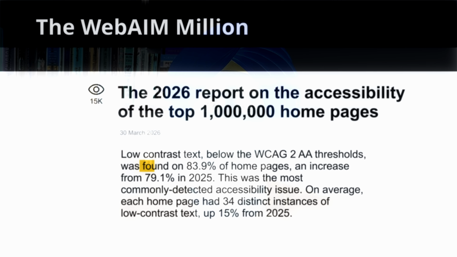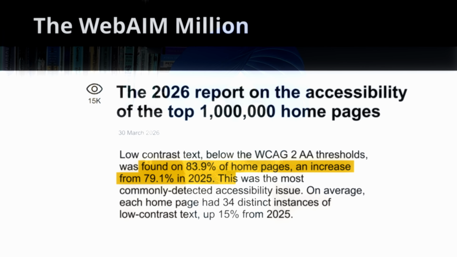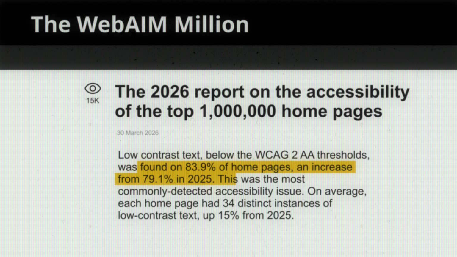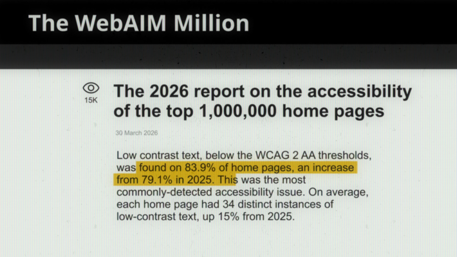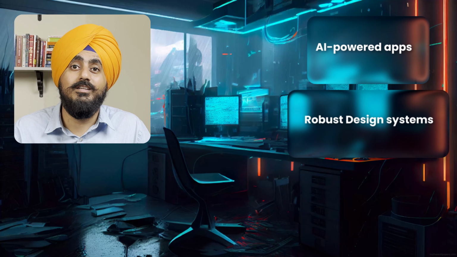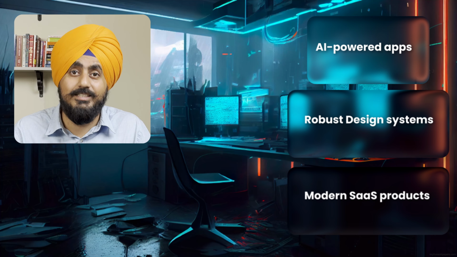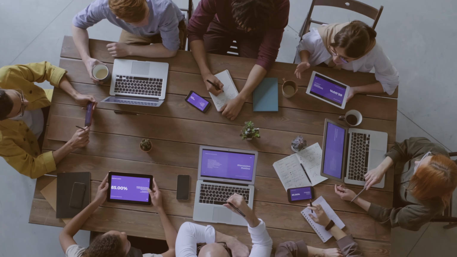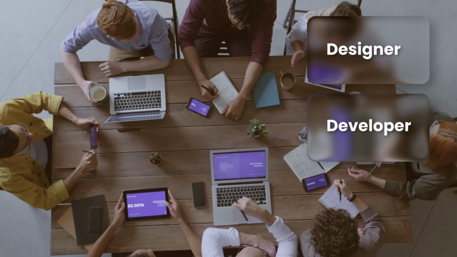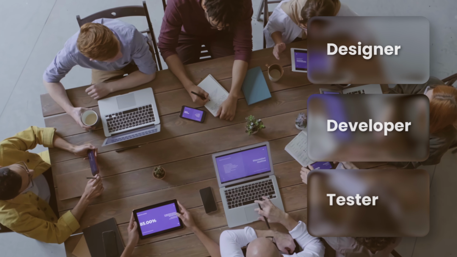And still, as per the 2026 WebAIM report, low contrast text was found on almost 84% of home pages. That makes it the most commonly detected accessibility issue on the web. Think about it. In 2026, we are building AI-powered apps, advanced design systems, modern SaaS products, but we are still failing to make text readable. That should bother every designer, every developer, and every accessibility tester watching this video.